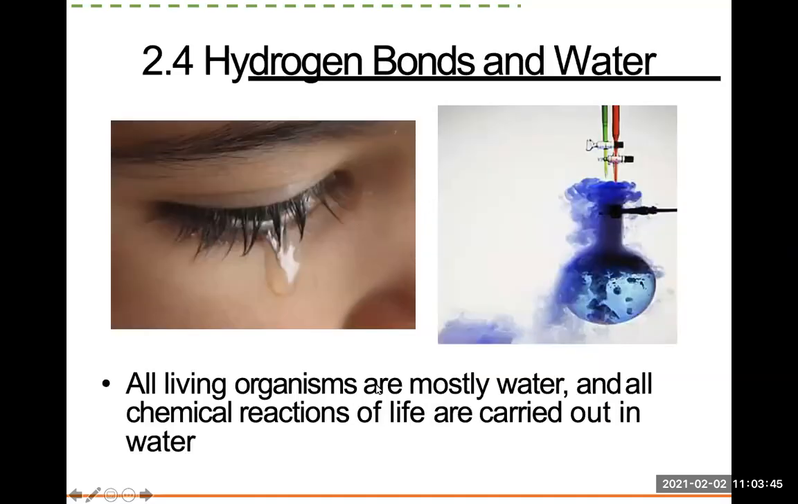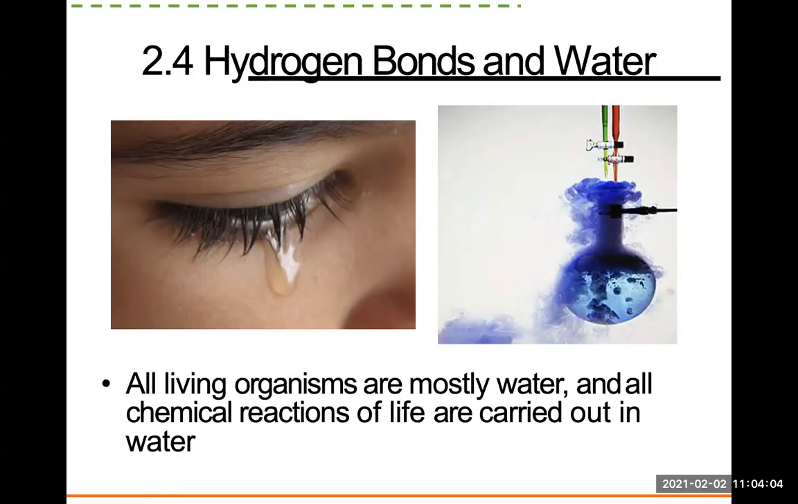All living organisms are mostly water. We're water, and water is essential for life here on Earth. All chemical reactions of life are carried out in water. So what I'm trying to say is water is really, really important. If there was no water, life would not exist.